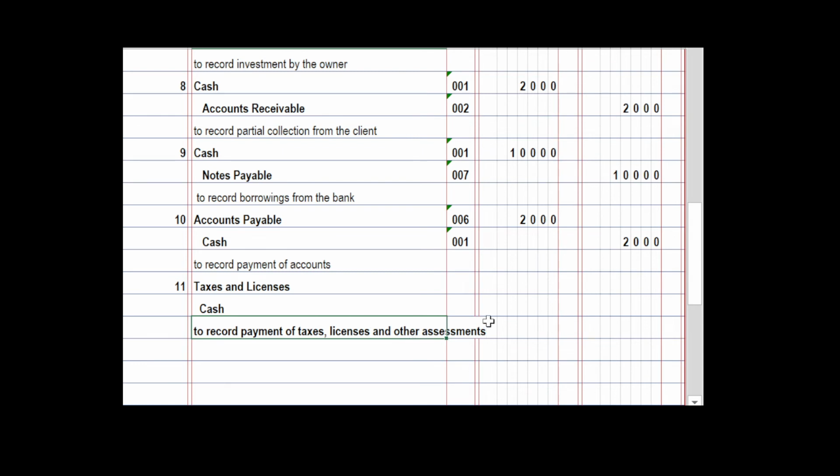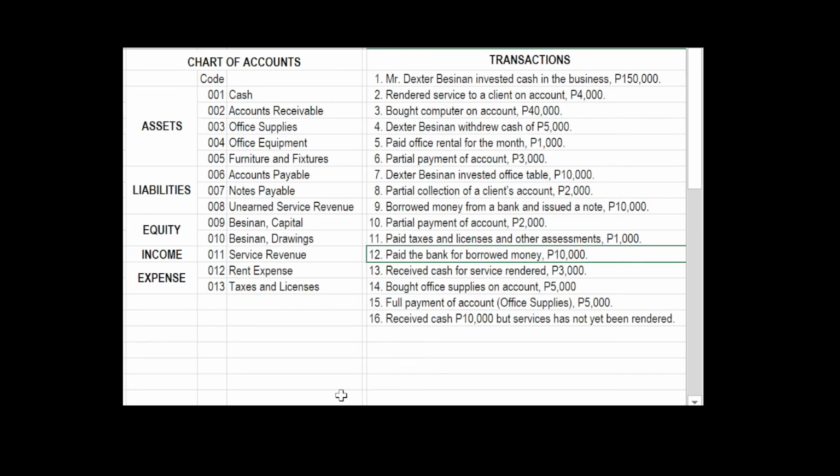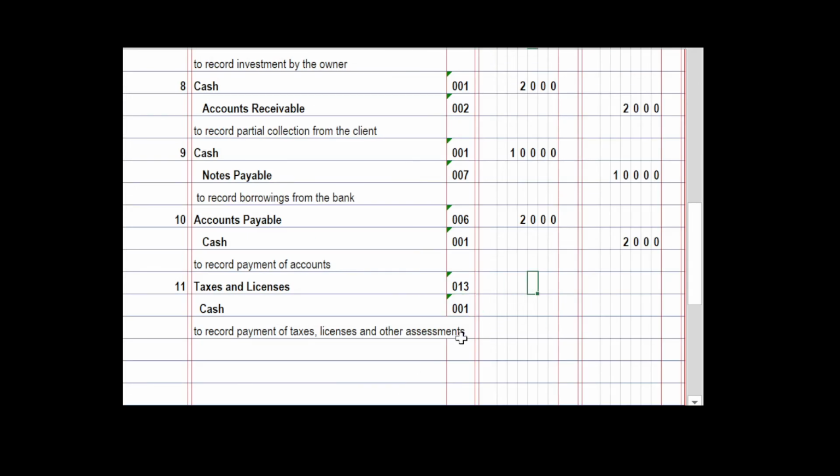Okay. So, medyo mahaba-haba yung ating account, to record. So, 013. 013 and then 001. Yung amount niyan is 1,000. Okay, 1,000.